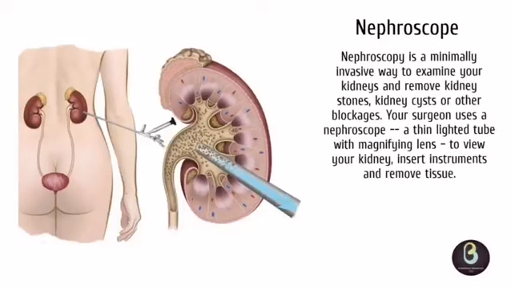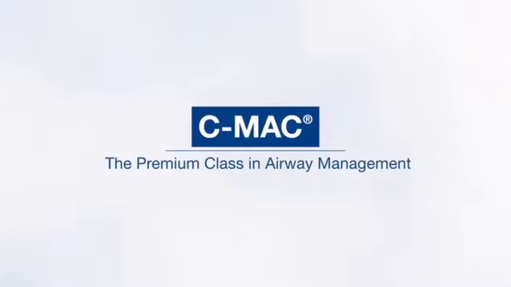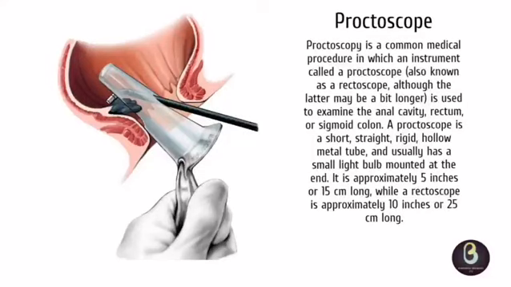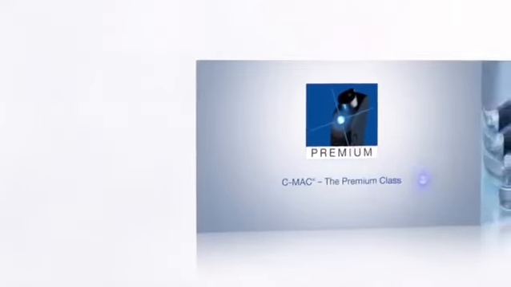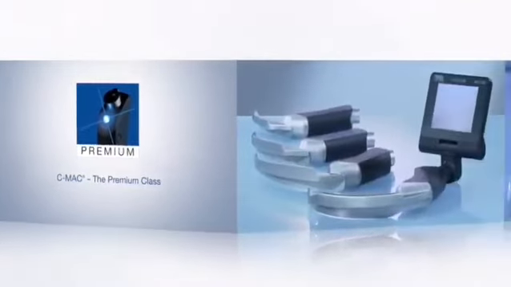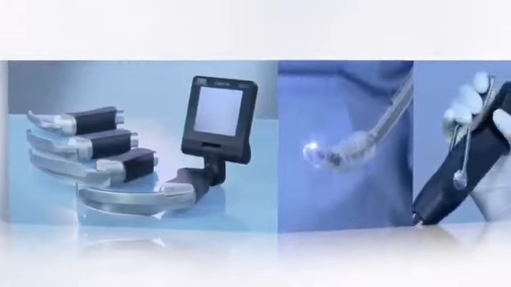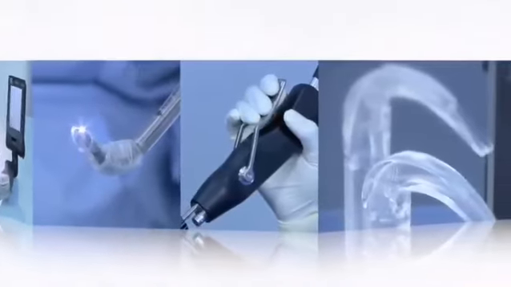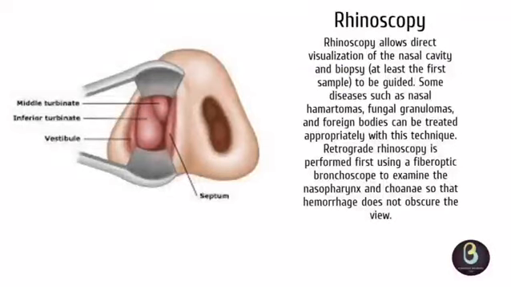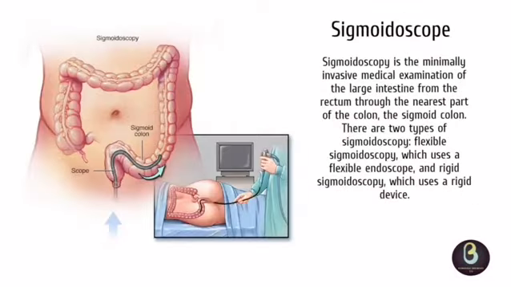Nephroscope, used to examine the kidneys, i.e., the renal pelvis, calyces, and upper ureter. It is employed during open procedures intraoperatively. Proctoscope, used to examine the rectum. Resectoscope, used to perform resections of tissue as a part of a diagnostic or therapeutic procedure. Rhinoscope, used to examine the nasal cavity. Sigmoidoscope, used for direct examination of the sigmoid colon.